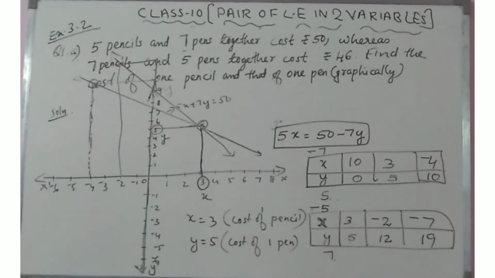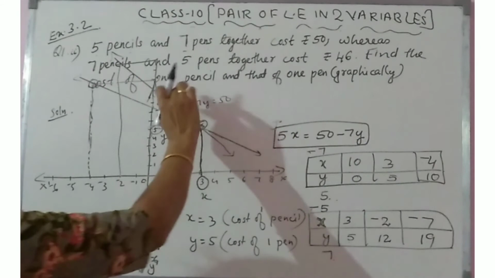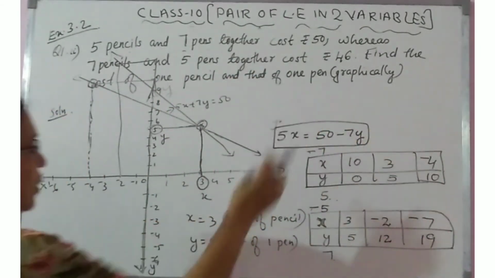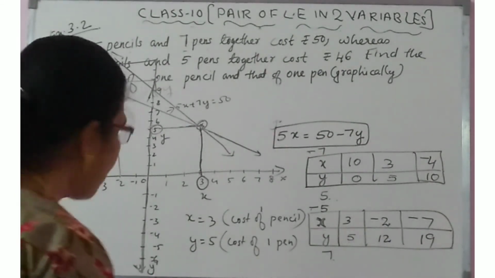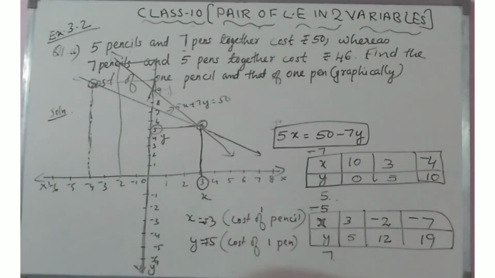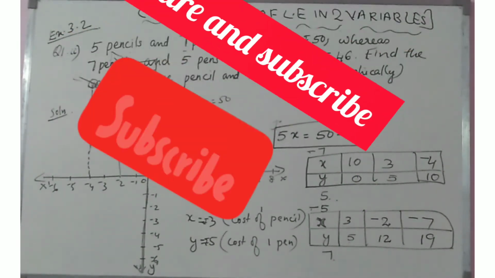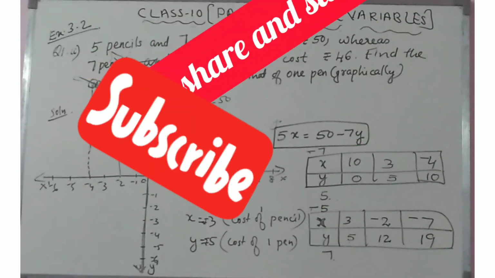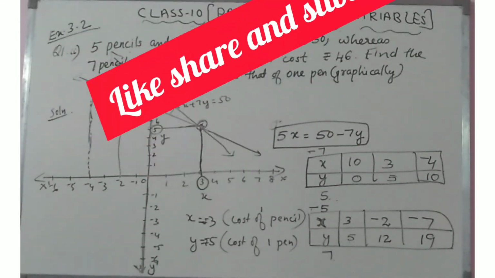So by using the graph we got the answer and solved that equation. We found the cost of 1 pencil and the cost of 1 pen. Cost of 1 pencil is rupees 3 and cost of 1 pen is rupees 5. I think you might have got the method of how to solve equations graphically, or how to find the values of x and y graphically.